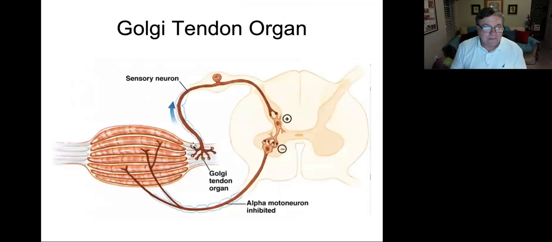So, going through this pretty quickly, the Golgi tendon organs. Well, this is almost in the right place. I have fun with biomechanics and the textbooks sometimes. That's why I'm working on one.